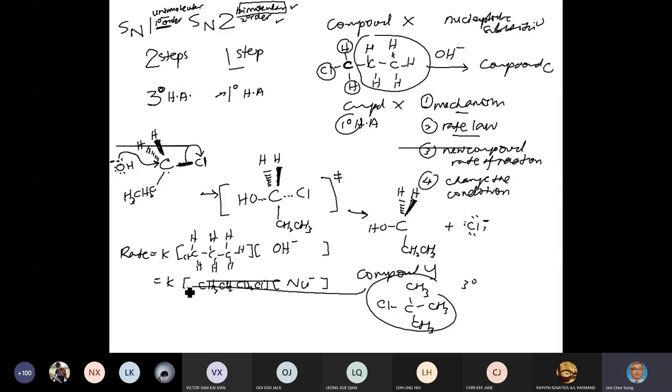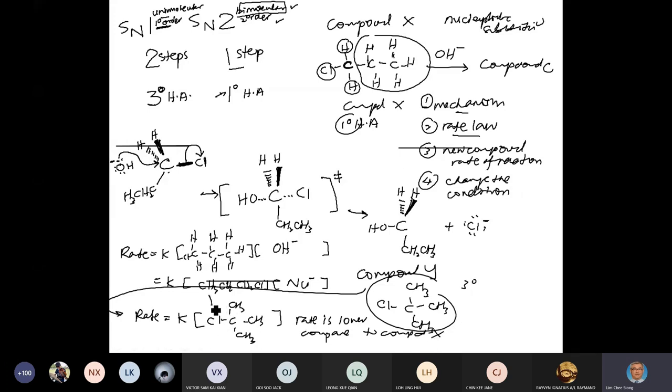I mean, the rate law is k, just involving the chemical structure of this compound, which is this one. And they'll ask you to give a comment. The comment is what? The rate law, the reaction rate, is lower compared to compound X. Do you understand? Because it only involves a single molecule. Also consider first order. First-order reactions should all the time be lower compared to second order. Once again, I repeat, first-order reactions are all the time considered lower compared to second-order reactions. You get my point?